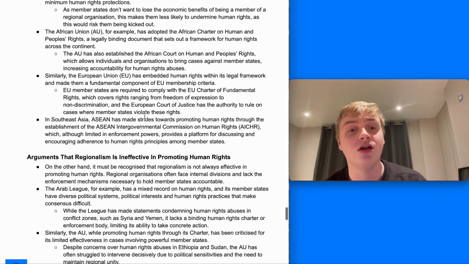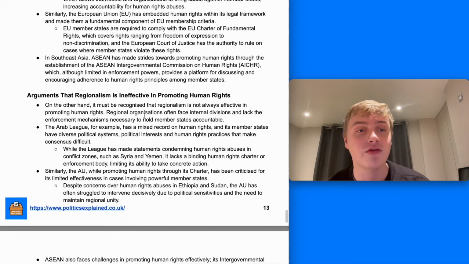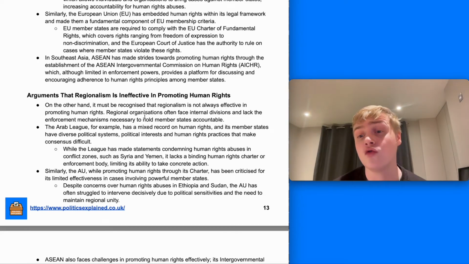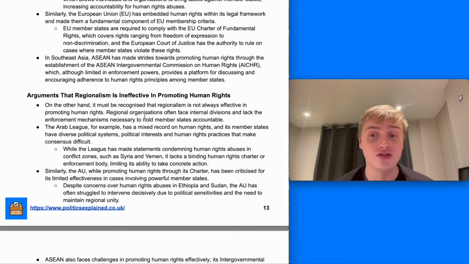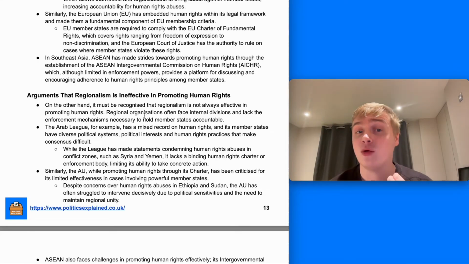Similarly, the European Union has embedded human rights within its legal framework and made it a real criteria for EU membership. So member states, if they want to be member states, have to respect the rule of law. They have to be democracies, and they have to respect human rights. And because EU membership is potentially so transformative for a country in terms of economic growth, that's led to a lot of countries in Europe really improving their human rights records in order to become EU member states.